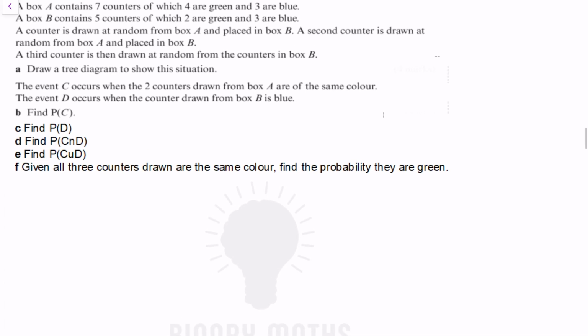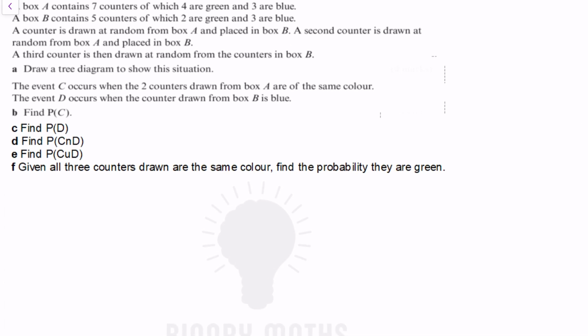A box A contains 7 counters, of which 4 are green and 3 are blue. So green is 4 out of 7 and blue is 3 out of 7. And box B contains 5 counters, of which 2 are green, so 2 out of 5, and blue are 3 out of 5. A counter is drawn at random from box A and placed in box B. A second counter is drawn from box A and then placed in box B. A third counter is drawn from box B.